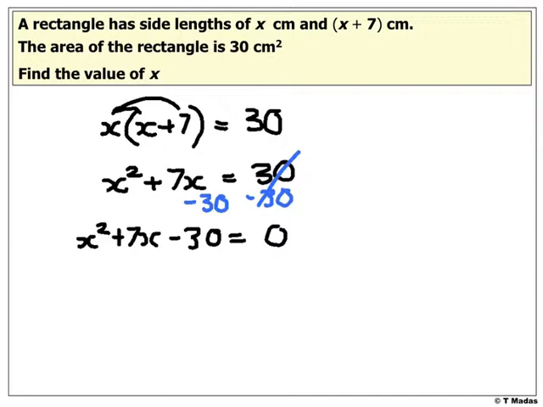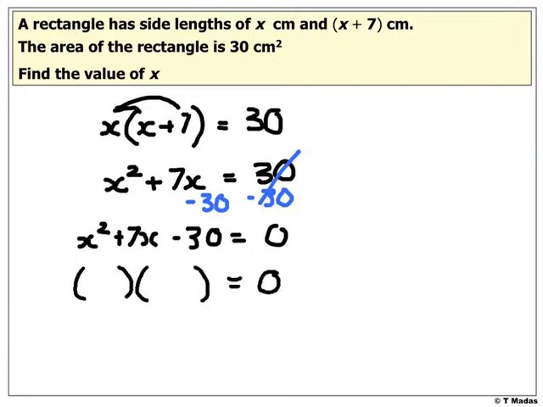So we're looking for two numbers that multiply together to give me minus 30, but add together to give me 7. So that's got to be 10 and 3, one of which will need to be negative. So I need double brackets. So x in here, x in here. The only way I can get those to add together to give me 7 would have to be plus 10 and minus 3. So it's got to be x plus 10 and x minus 3.